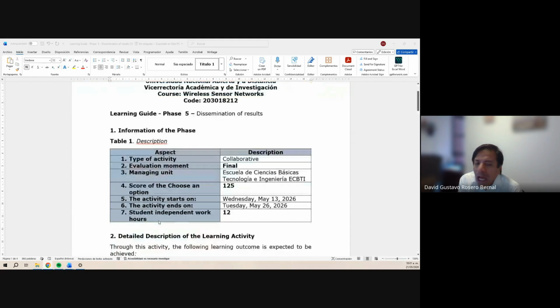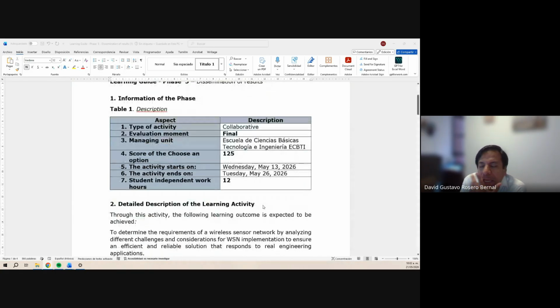Phase 5 is a collaborative activity, meaning that you work in your assigned groups. It is the final evaluation moment of the course and fully closes the formative cycle. This phase is worth 120 points. The activity opened back on May 13 and closes the next Tuesday in May 2026, giving you two calendar weeks.